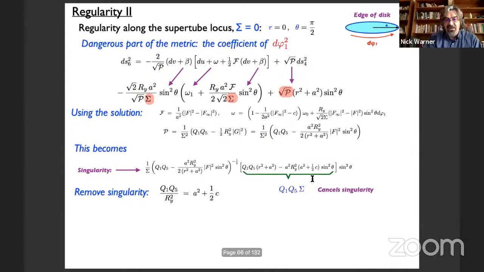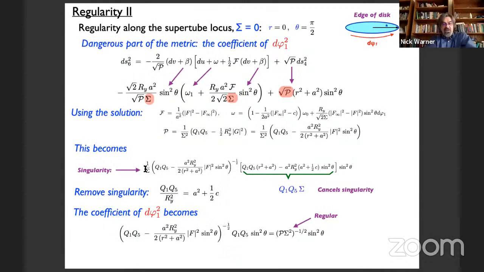In fact, if you do that, this term turns into nothing other than q1, q5 times sigma, which exactly cancels this sigma. And the end result is the coefficient of d phi 1 squared becomes a completely regular object, which is just this root p times a sigma squared to the half. Oh yeah, sorry, root p has a 1 over sigma, so a 1 over sigma squared. So this factor is just another way of writing this.